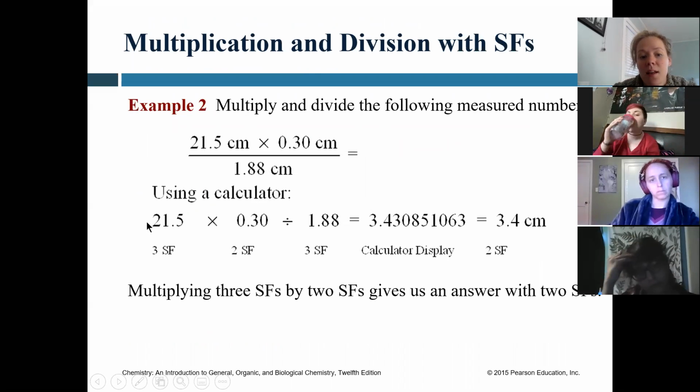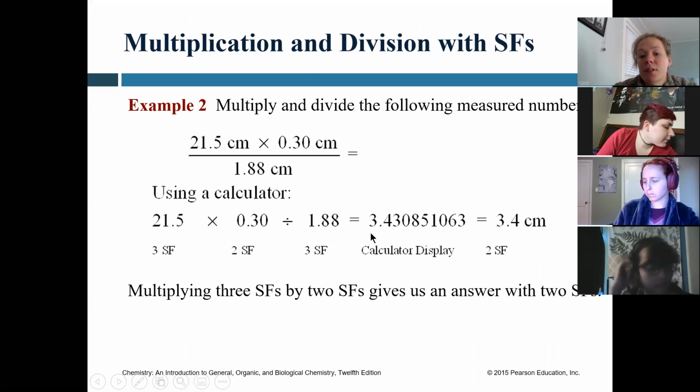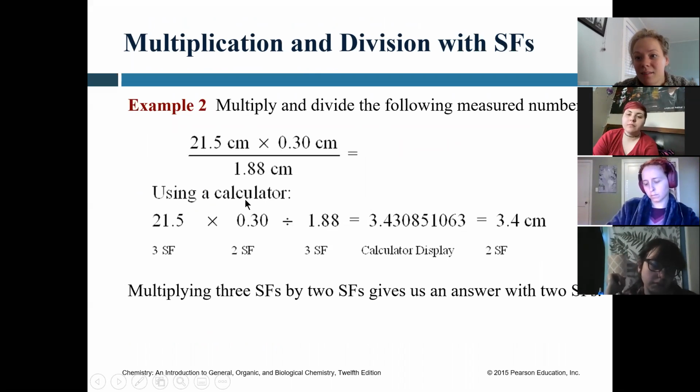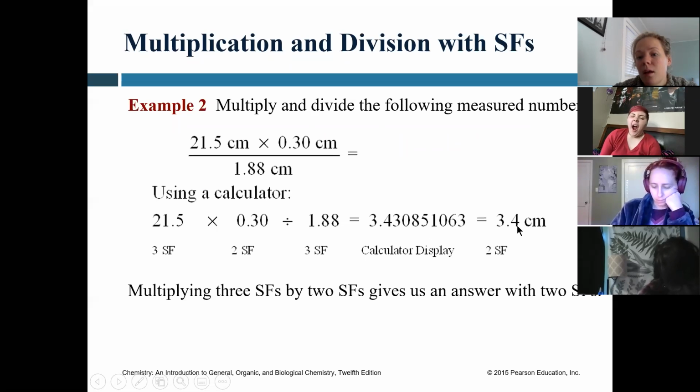Like if we look at this one, 21.5 times 0.30 divided by 1.88. This gives us a really long number in the calculator. This second value is our limiting value. This only has 2 sig figs where the others have 3. So my final answer can only honor that weakest piece of information or precision. So we would go with 3.4.